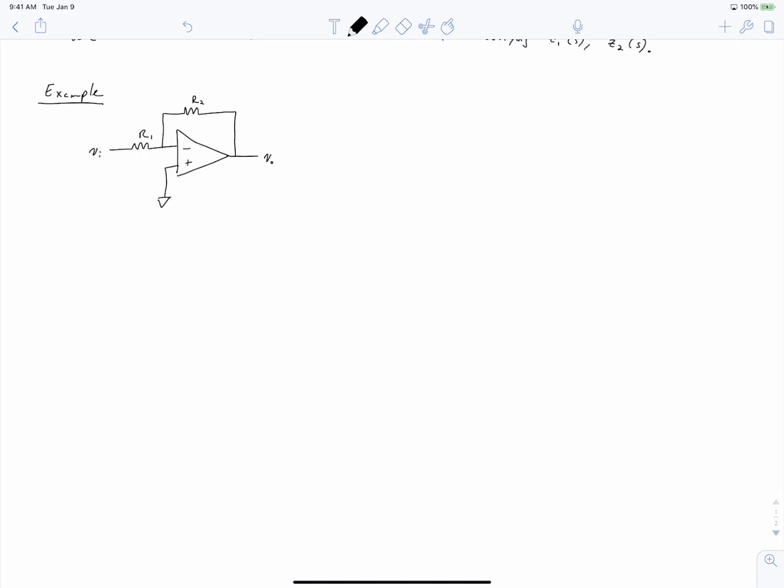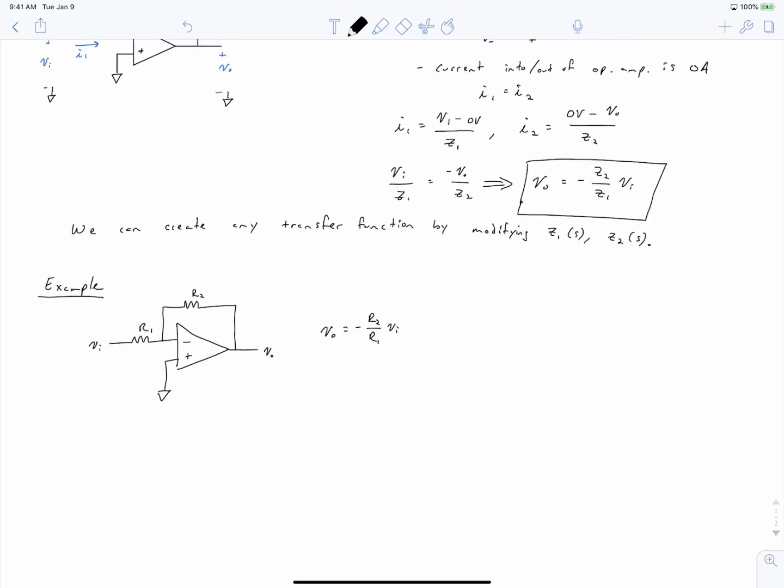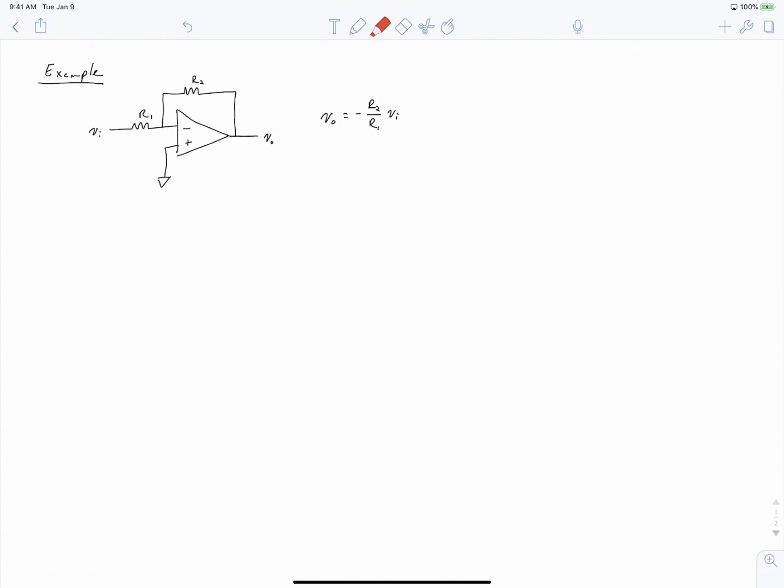Suppose that we have this circuit here. We have previously commented that its Vout is going to be negative R2 over R1 times the input voltage. And I'm saying R2 over R1 because in this case Z2 and Z1 are simply the resistors R1 and R2. So this is the classical inverting op-amp circuit. And suppose that we were to modify this by adding a capacitor in parallel with R2.